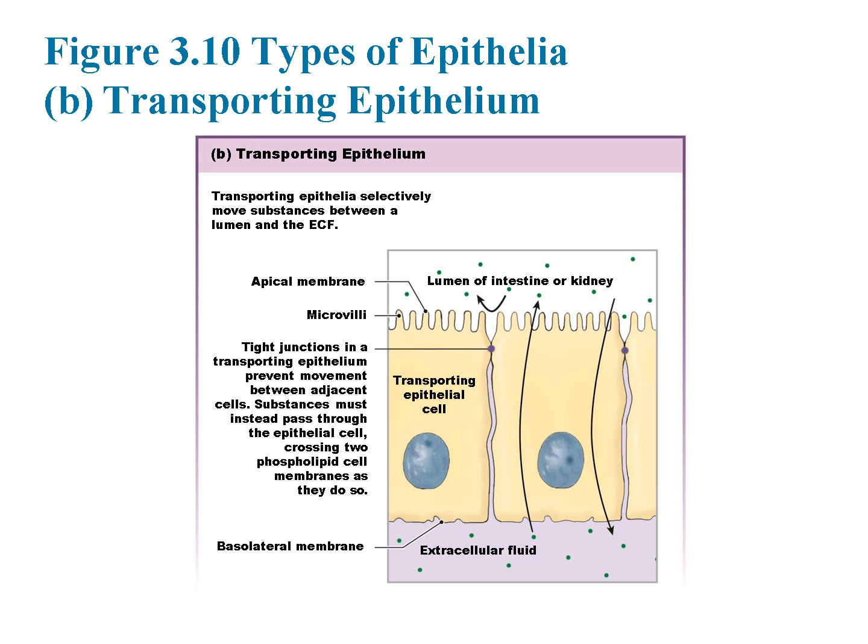Importantly, these cells are tightly connected by tight junctions. These junctions prevent substances from slipping between cells, forcing them to pass through the epithelial cell. As they cross, substances must traverse two phospholipid bilayers, a selective and energy-efficient process.